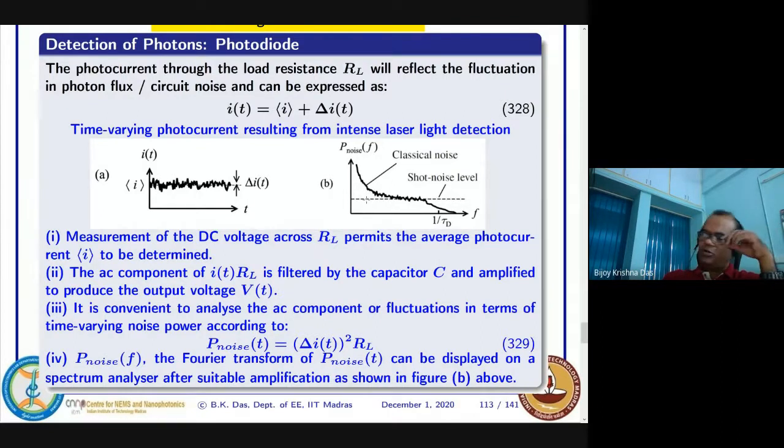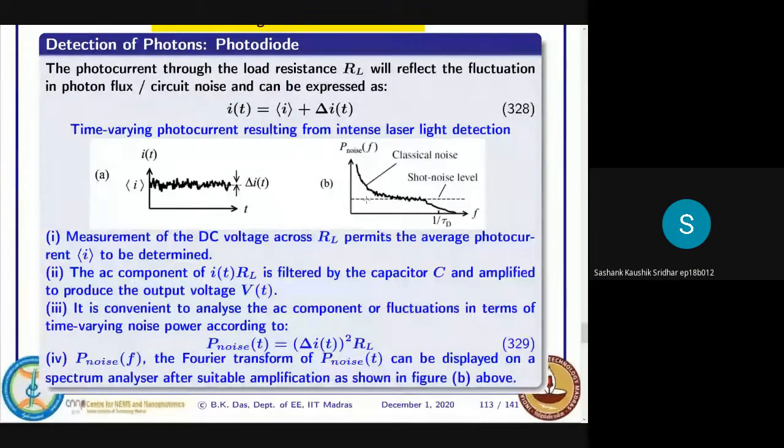So the hole pair generation is because of the thermal noise, is it?